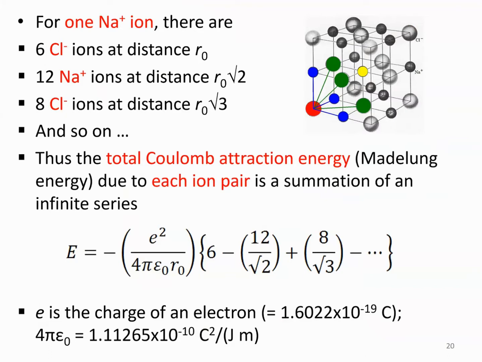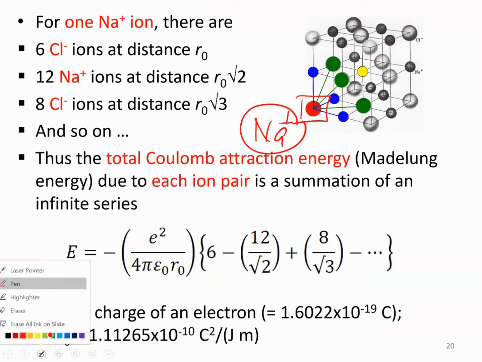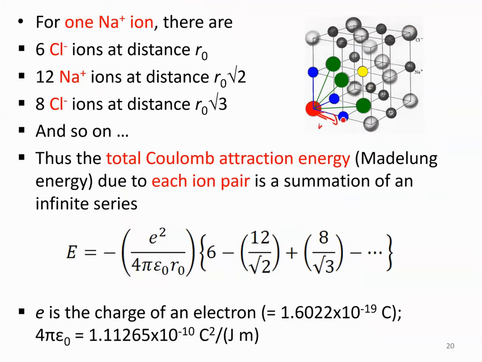Actually not that difficult. So let's say I consider this red atom as Na plus, this Na plus. For this Na plus, it will have 6 nearest neighbors at the distance of r. Let's say this distance is r. So you have 1, 2, 3, 4, 5, 6. Right, in 3D there will be 6 nearest neighbors. If you remember, if not, then you can go back to chapter 2 or chapter 3 to figure out how to find the nearest neighbors.